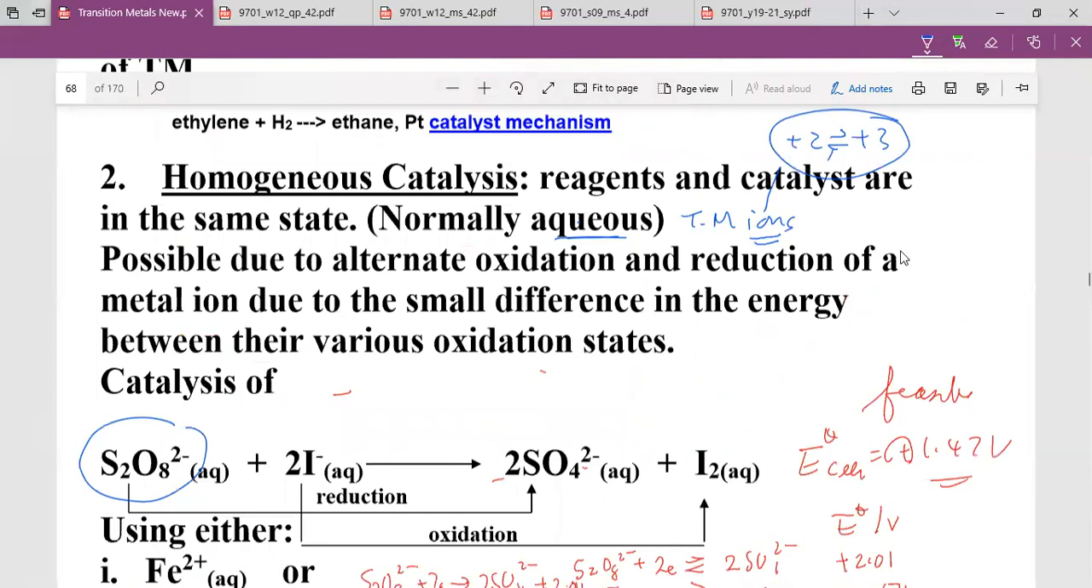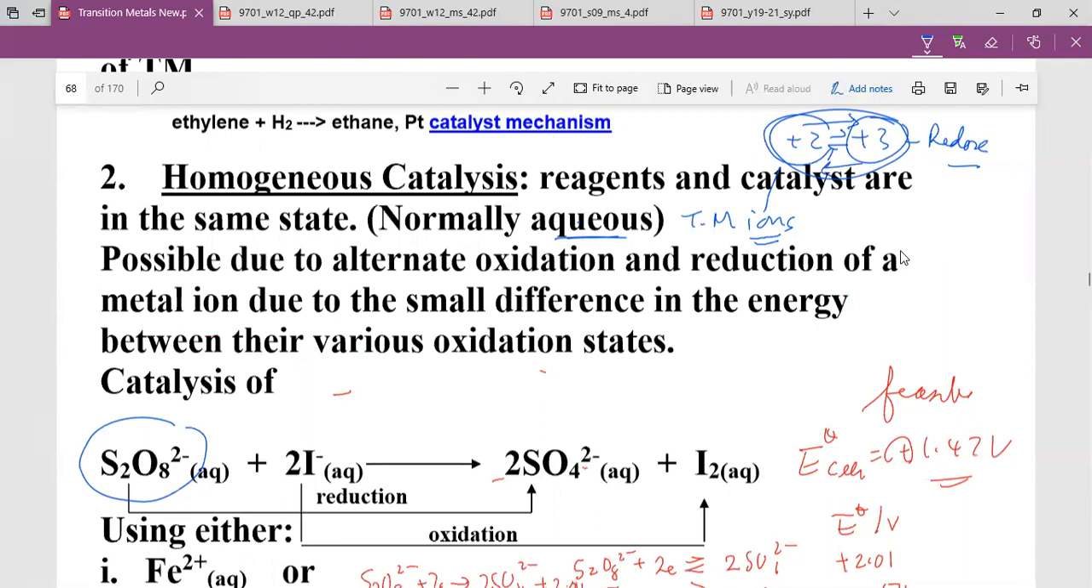So the reason why they can act as catalysts is the ease of having alternate oxidation states, meaning the oxidation state can shift up and down. So they can help. The key is in redox reaction. The homogeneous catalysis is redox, the heterogeneous catalysis is not redox. They just form an activated complex. But here it will have the redox, because to go forward is oxidation, to go backwards is reduction.